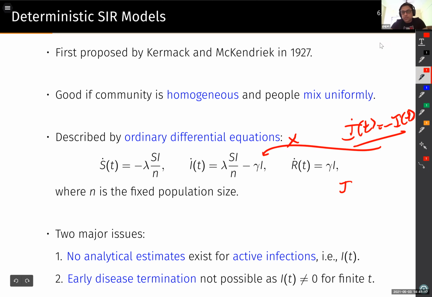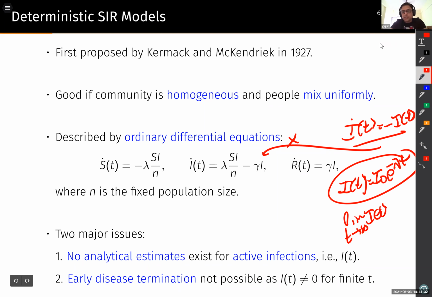So one can see that the solution to this is I of t equals I zero e to the power minus lambda t. Right. So in this case, you can see that only as t tends to infinity, that is, the limit t tending to infinity, I of t is zero. So even in this simple model, I of t goes to zero only as t tends to infinity. And the disease terminates only when I of t becomes zero.